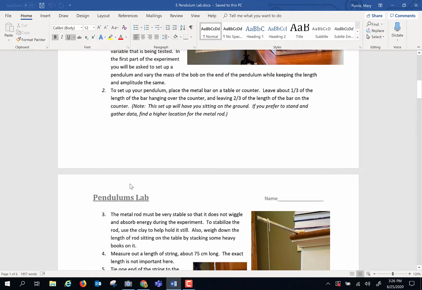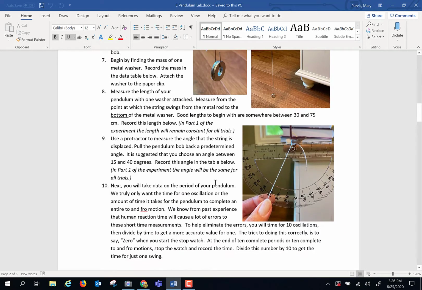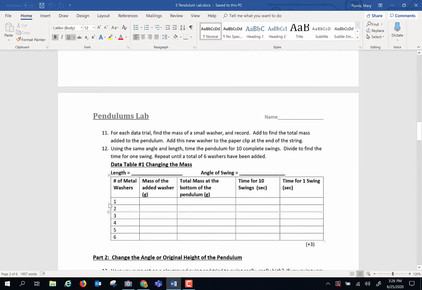So in the first part of the lab, you are going to vary the mass. You're going to start with 1 washer on the bottom, then add a second and a third, and you're going to continue until you have 6 washers. Each time you add a washer, you mass that individual washer, then add its mass to the mass of all the washers before it to get the total mass added to the bottom.